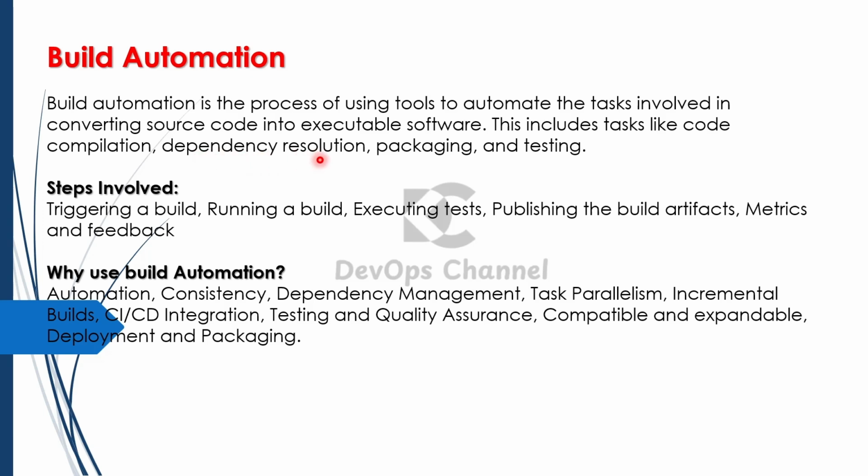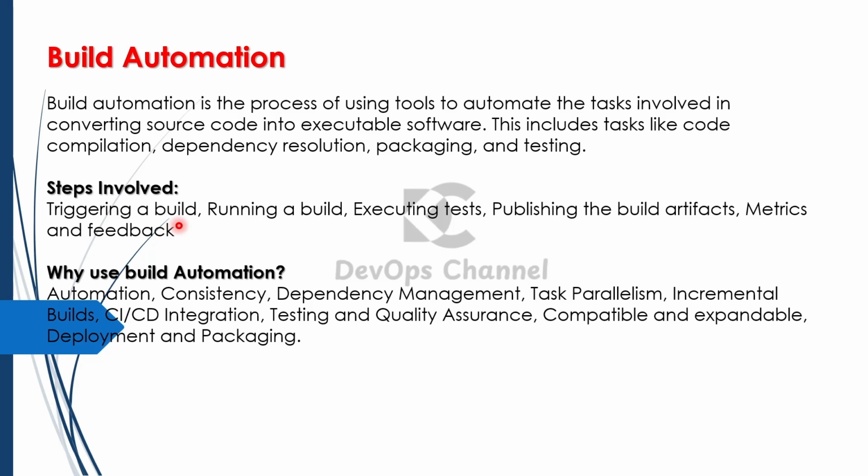If you have used Maven, it has a dependencies section in its pom.xml file, so it also resolves dependencies, and it is also used for packaging and testing. Whatever executable software you get from it can be packaged further, and can also be used for testing. Now in build automation, as we have discussed, the first step is triggering a build.